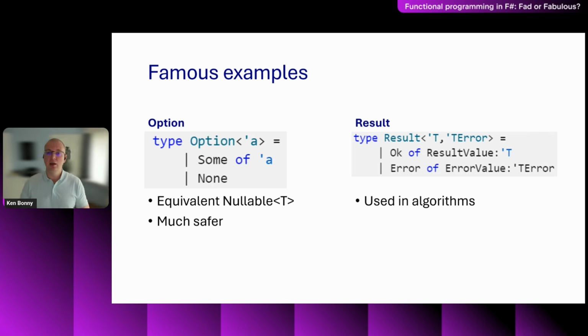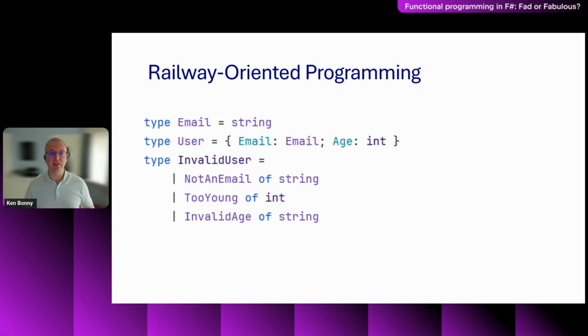Now that we have discriminated unions and we have computational expressions, can we combine them somehow and make something really great? Well, yes, we can. And this really great thing is called railway-oriented programming, because we are going either to go along our happy path, or we are going to exit early and bypass all of the rest and return the error straight away. Now, how does this look?